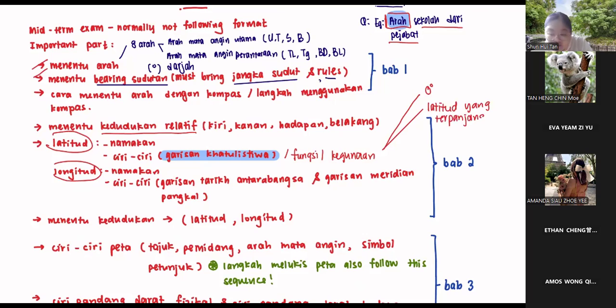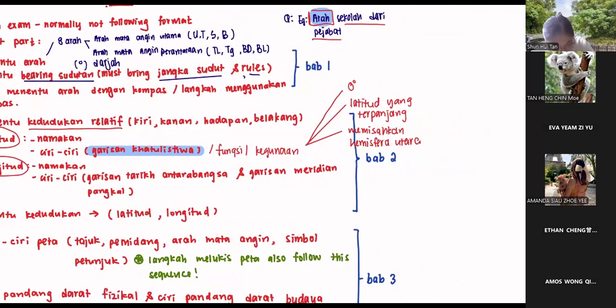Okay, normally I gave you roughly three points so that if they ask three marks or four marks, you know how you're going to answer, right? So 0 degree, the latitude that is the longest, the longest latitude. And then you have to say their job is to split, to separate the Earth into the northern hemisphere and the southern hemisphere.